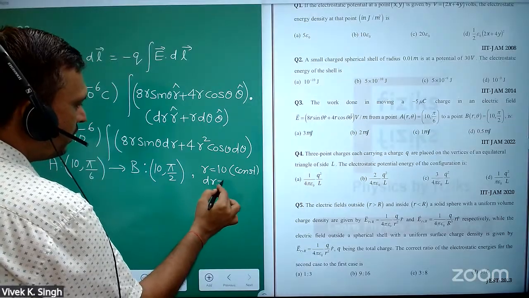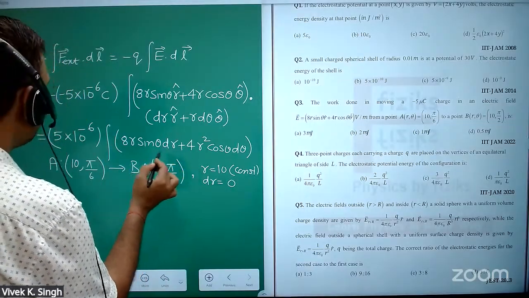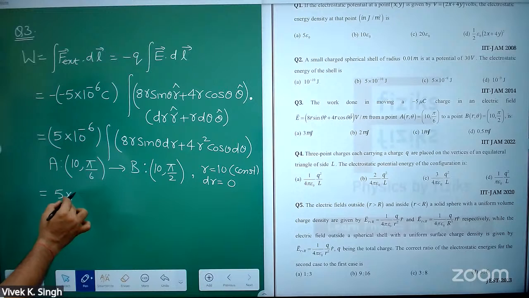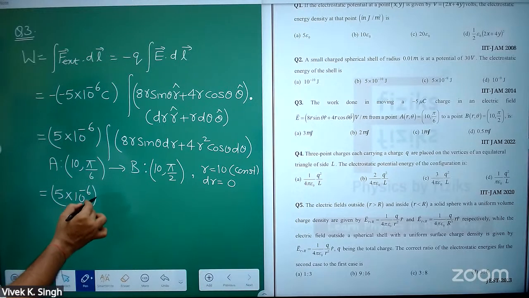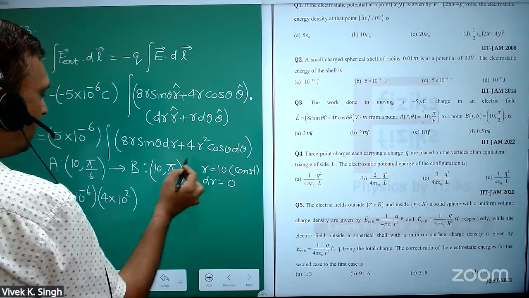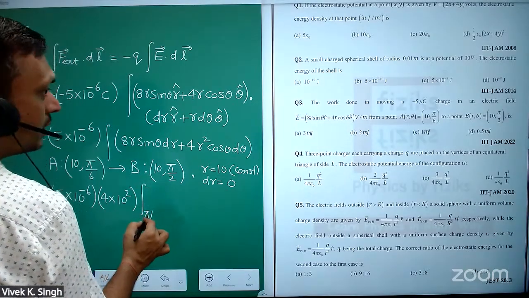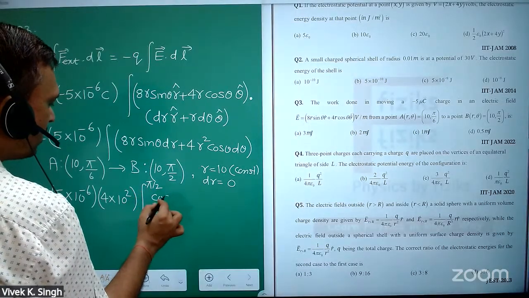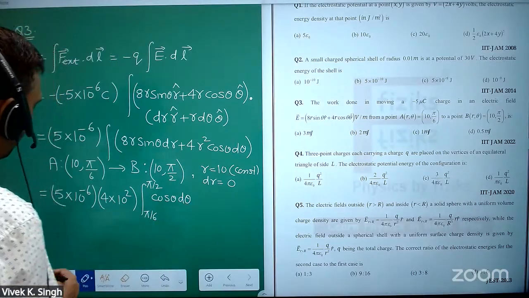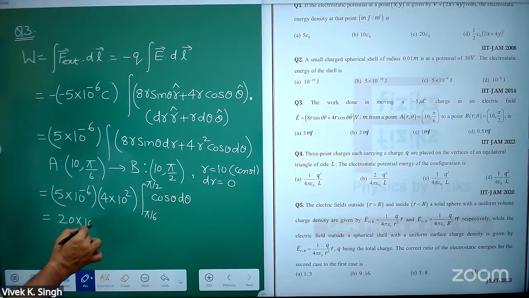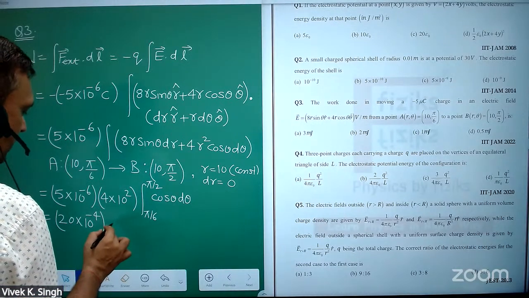So dr will be 0. So when dr is 0, this first term is 0. Now you should put r here and integrate with respect to theta. So this is 5 into 10 to power minus 6 into 4 into 10 square. This is a common value. And now you have cos theta d theta from pi by 6 to pi by 2. Now this will give you 20 into 10 to power minus 4, and the integral of cos theta is sin theta.